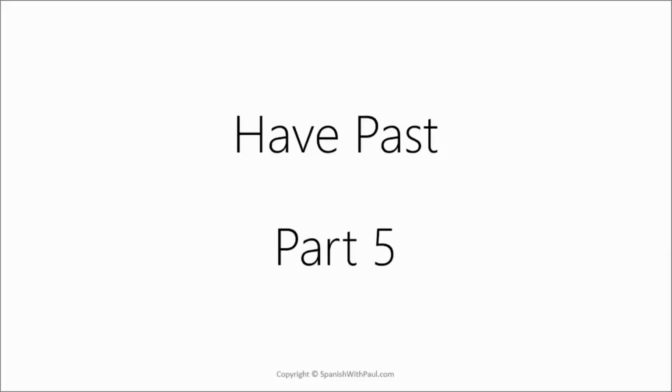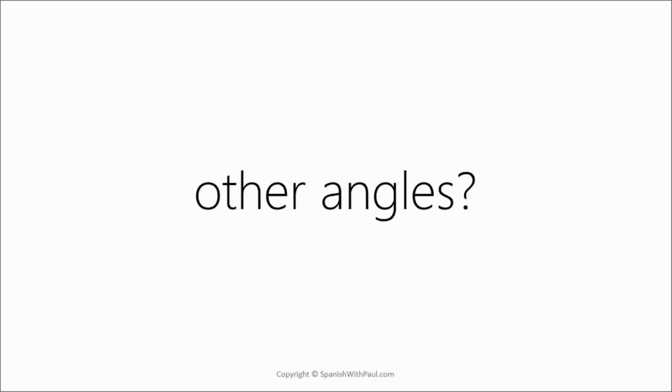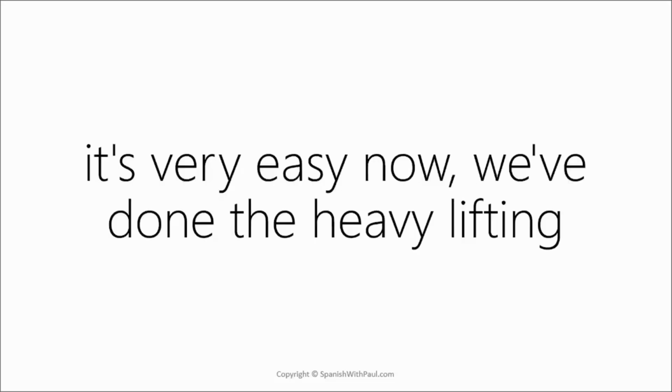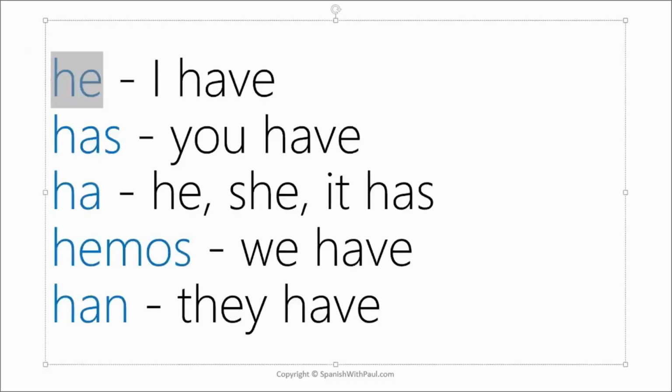So far in this module, we've only been working with one angle, which is I have whatever in the past. Okay, but what about all the other angles? Or he has, she has, you have, they have, we have, and so forth. Well, it's actually very easy to fill in all the rest because we've done much of the heavy lifting already so far in the module. And I'm going to give it to you all on one slide. So when we're forming this have past, we already know that we have e for I have. And here's the rest. It would be has for you have, a for he, she, or it has, hemos for we have, and an for they have.